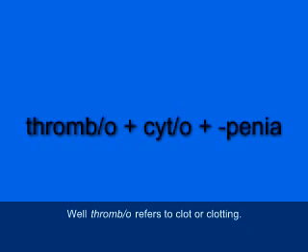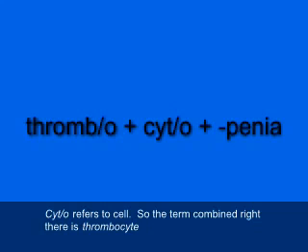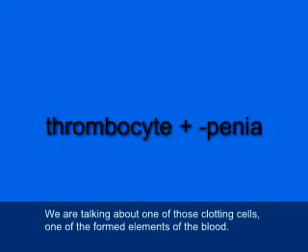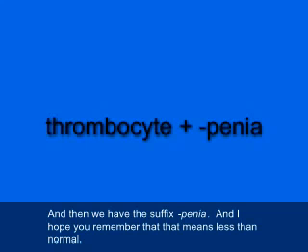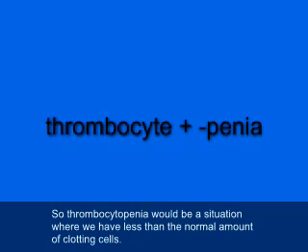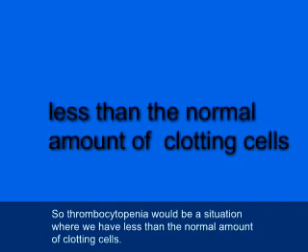Well, thrombo refers to clot or clotting. Cyto refers to cell. So the term combined right there is thrombocyte. We're talking about one of those clotting cells, one of the formed elements of the blood. And then we have the suffix penia, P-E-N-I-A, and I hope you remember that that means less than normal. So thrombocytopenia would be a situation where we have less than the normal amount of clotting cells.